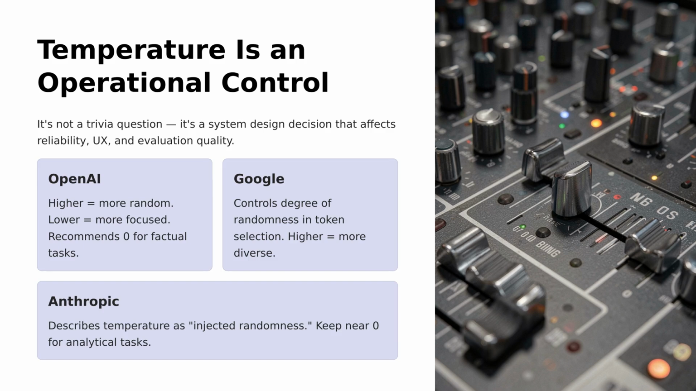Temperature isn't just a model setting to memorize, it's an operational control that shapes reliability, user experience, and even how you evaluate results. Across providers, the guidance is consistent. Higher temperature increases randomness and variety, while lower temperature makes outputs more focused and predictable. OpenAI recommends 0 for factual tasks. Google frames it as token selection randomness, and Anthropic calls it injected randomness, best kept near 0 for analytical work.